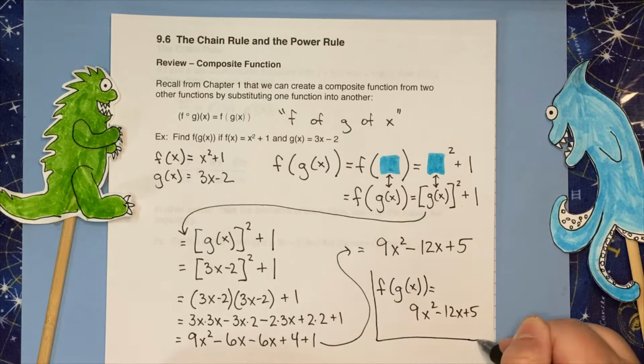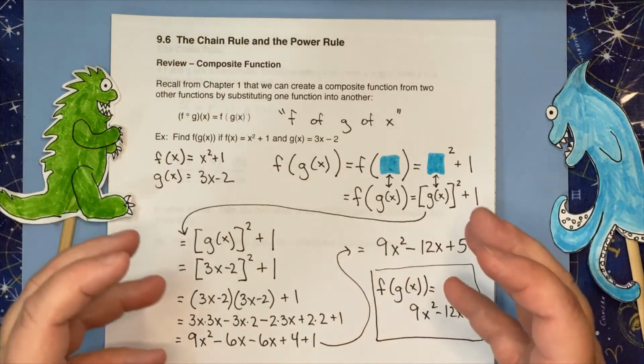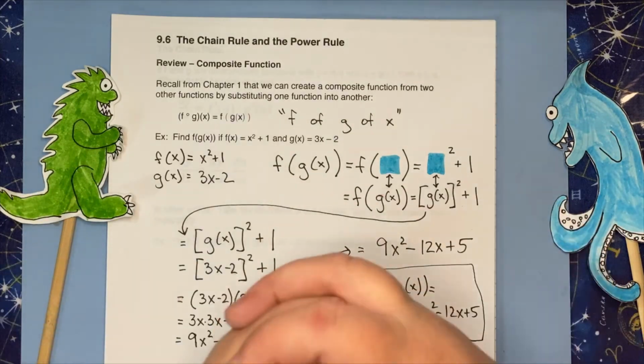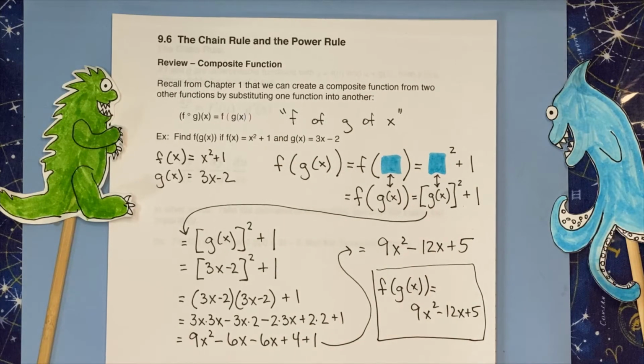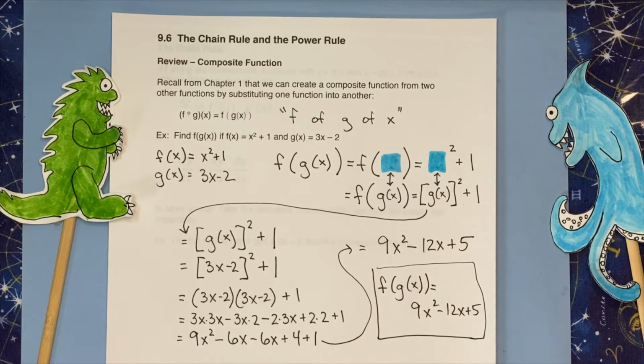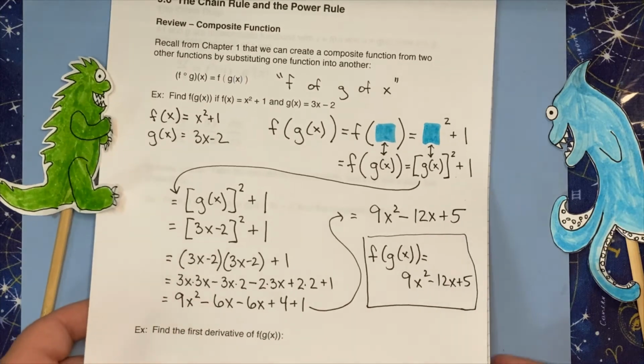And so what we've done is we've found the composite, right? Composite is a word that means you take some stuff, in this case two functions, and stick them together, right? So we've got that all stuck together. So we've got the composite function. Now, what we would like to do is to find the derivative.